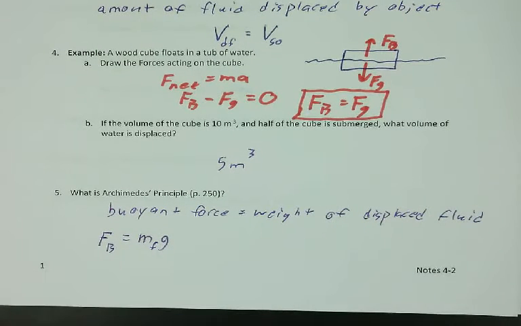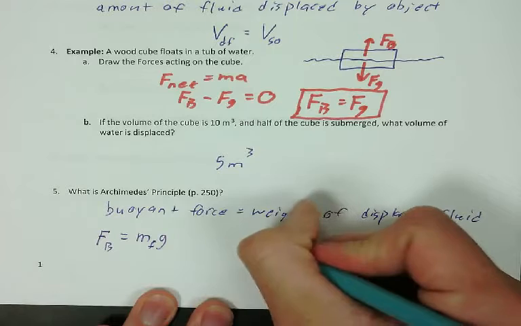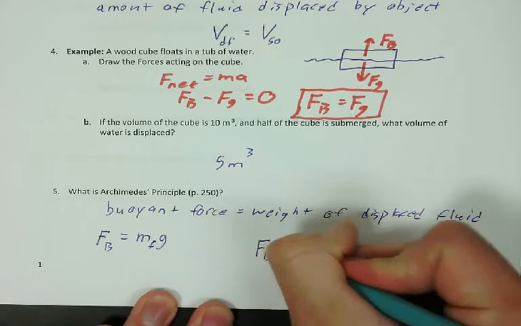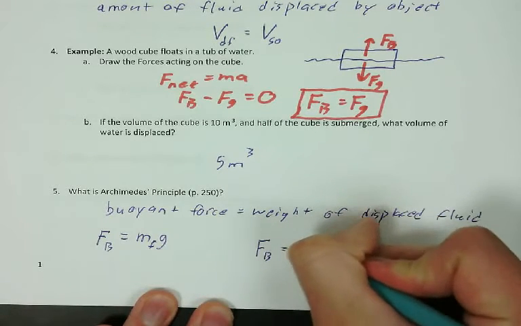Now, there's a lot of things you can do with this. You can do pressure, you could do density, you can set it up with a lot of different things. But we're going to use a shortcut equation that will help us with some of the more complex problems. And that shortcut equation is this. Now, it's going to look kind of nasty.